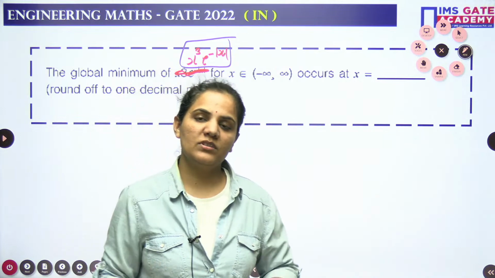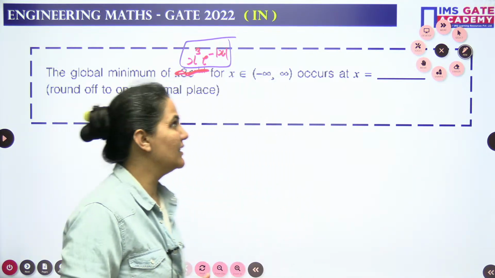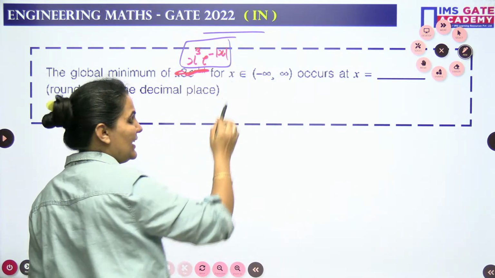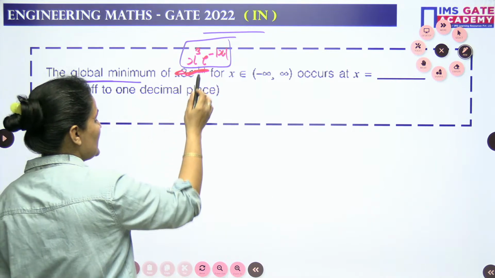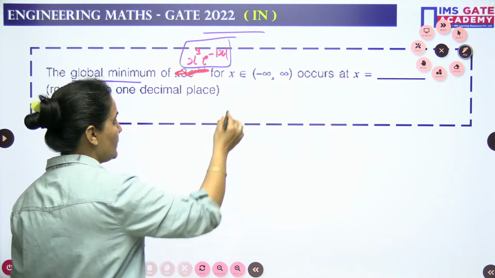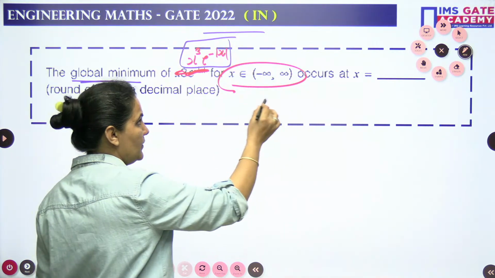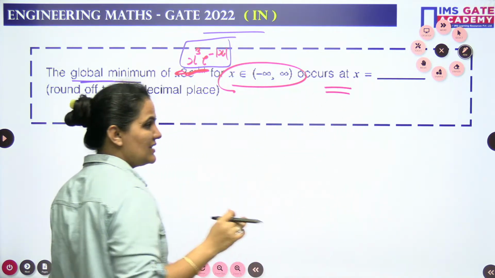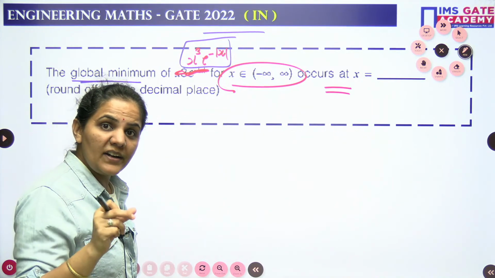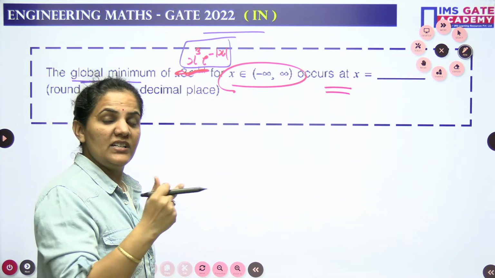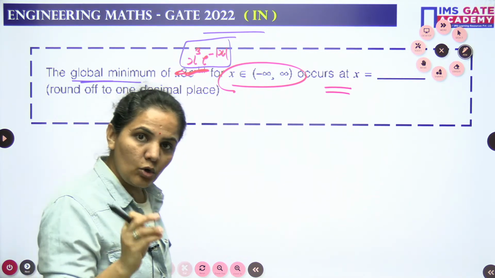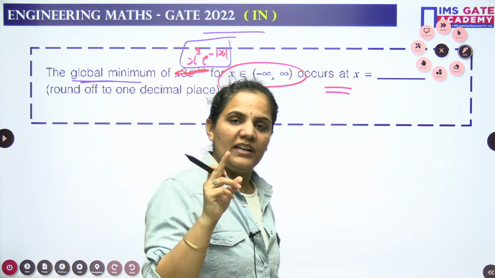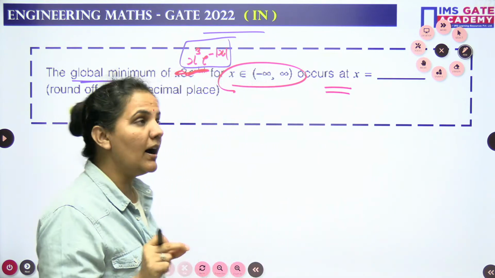Now let's approach this question, which is from calculus, and this question is from IN 2022. The question is the global minimum of x cube e to the power minus mod x for x belongs to minus infinity to infinity in the open interval occurs at x. So here we need to find out the point at which the function is having global minima. It's not asking about the global minimum value of the function, it is asking about the global minima only.